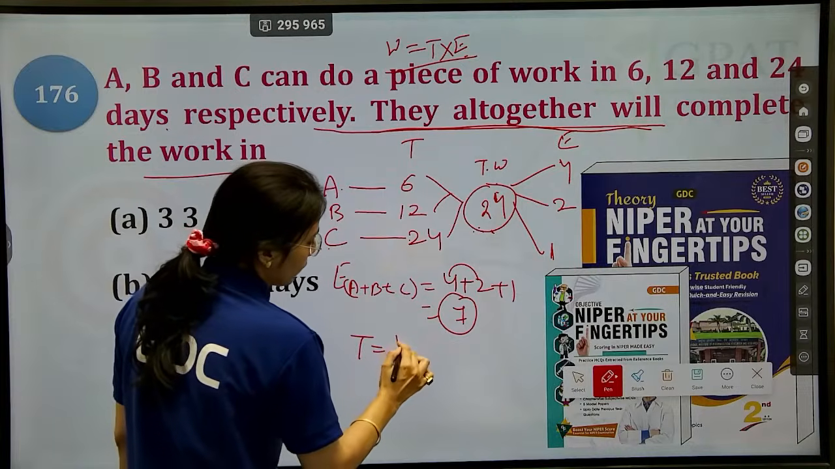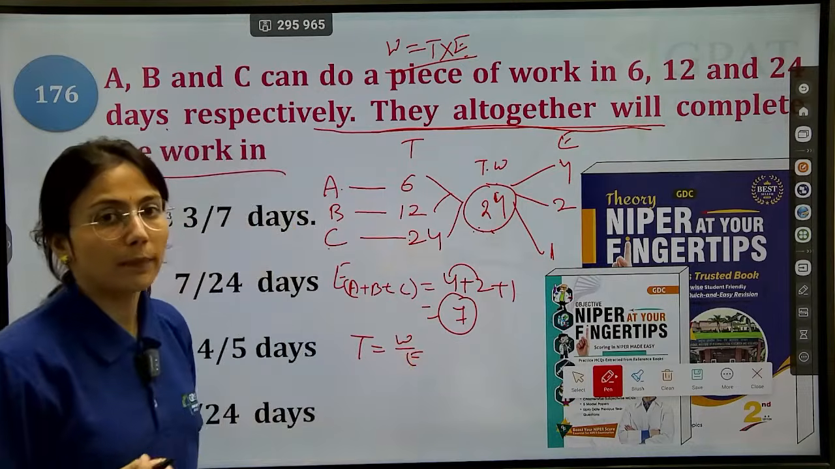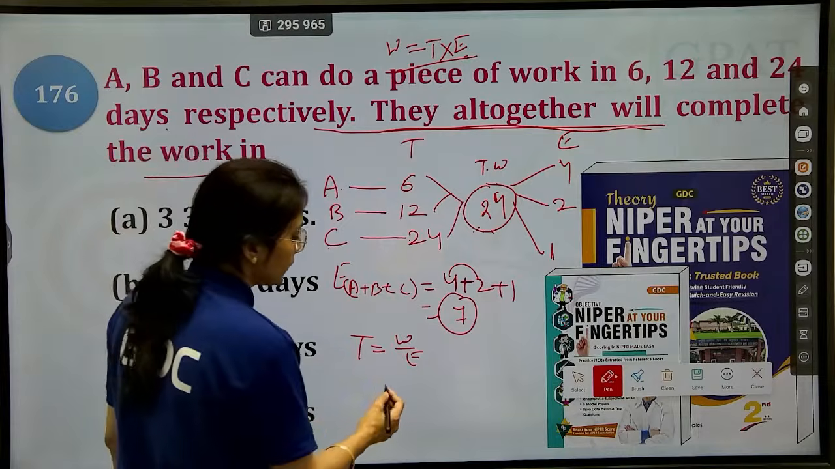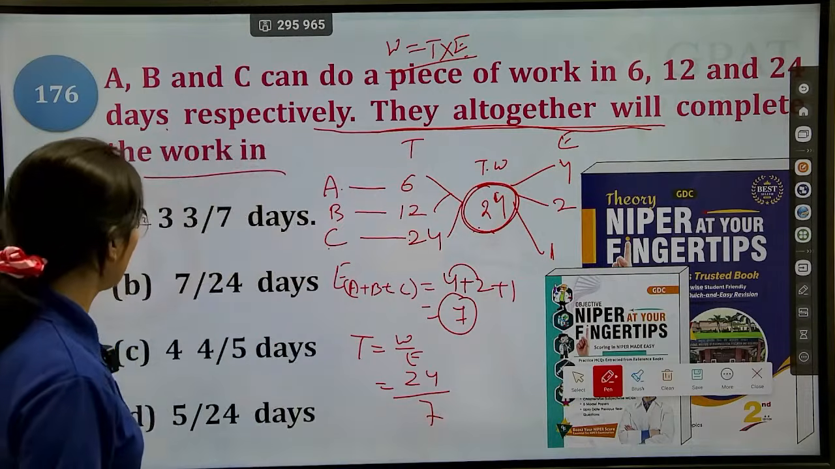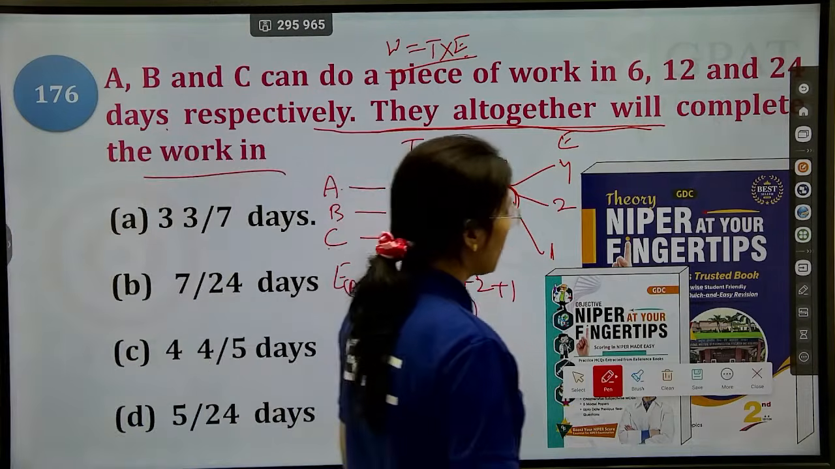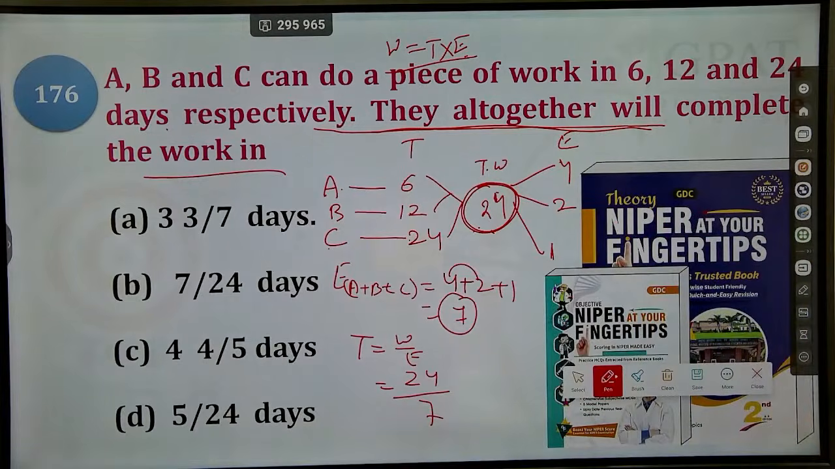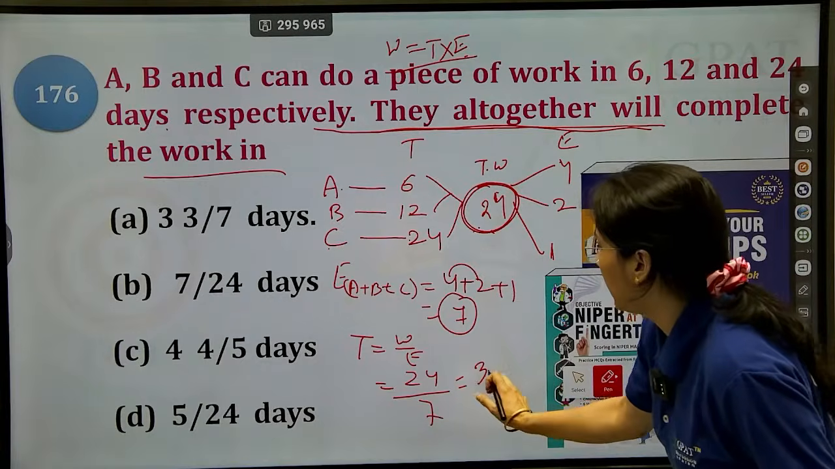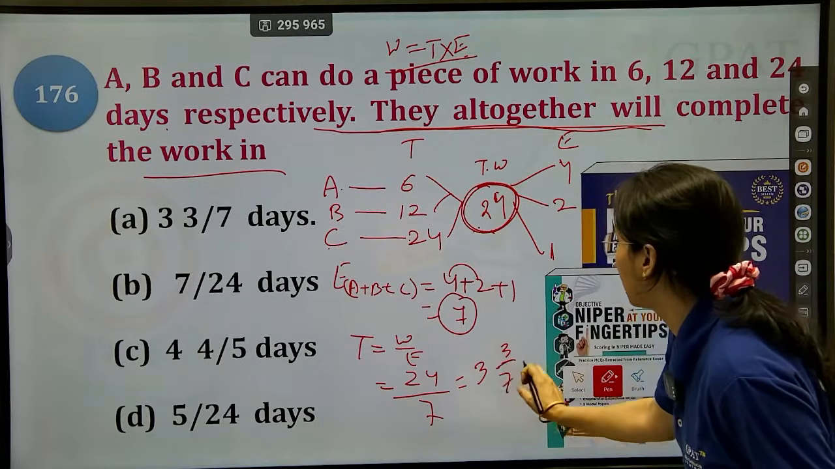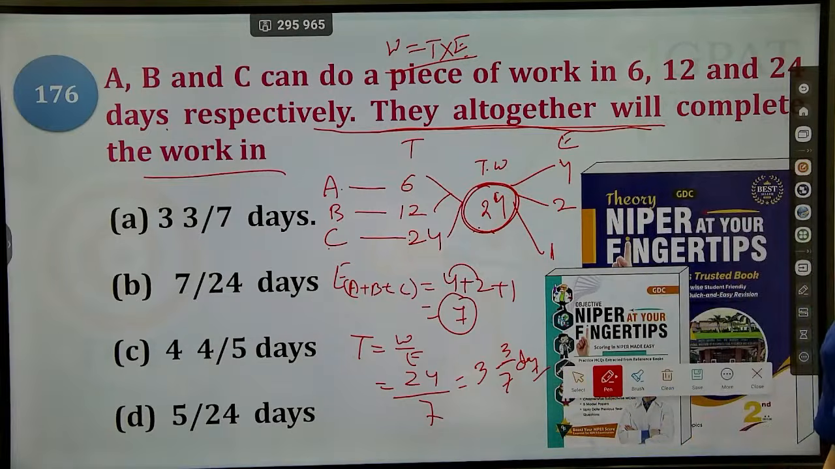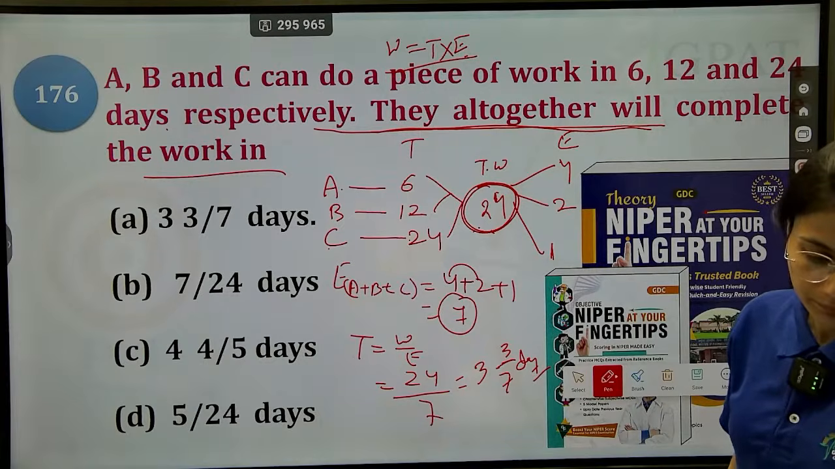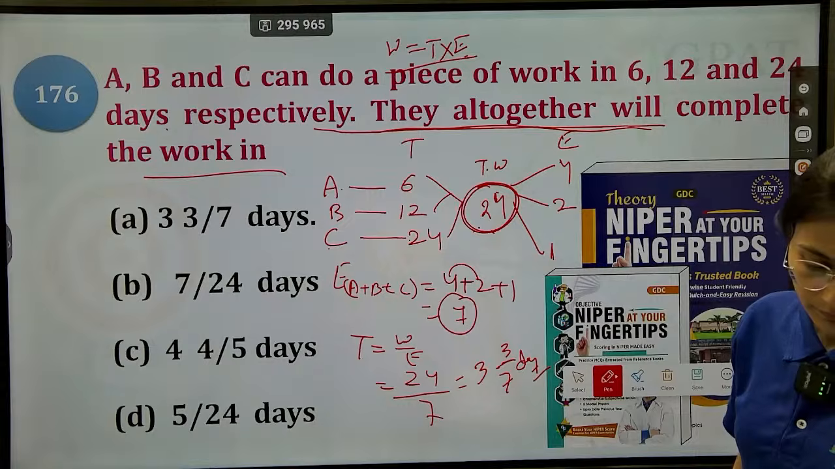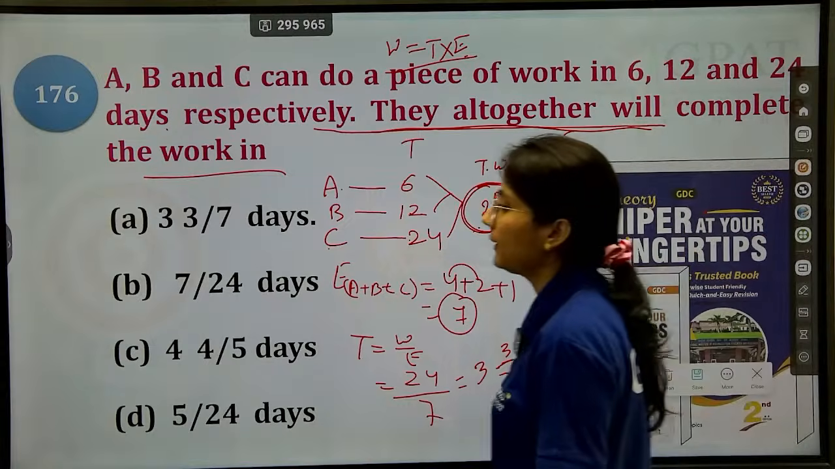So as you know, time is equal to work upon efficiency, since work is equal to time into efficiency. So how much is the total work? That is 24 upon 7. It means they complete the work in 3 and 3 by 7 days, since 7 3s are 21. Understood?